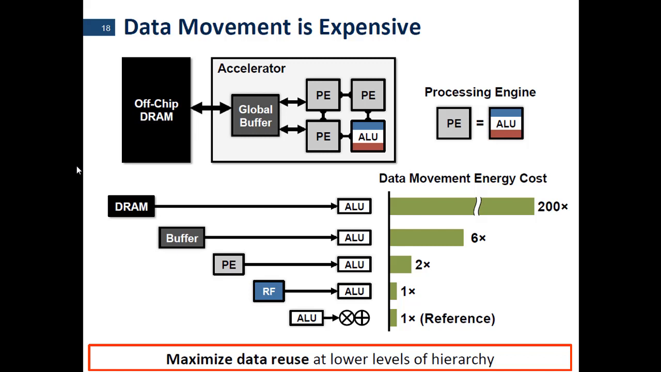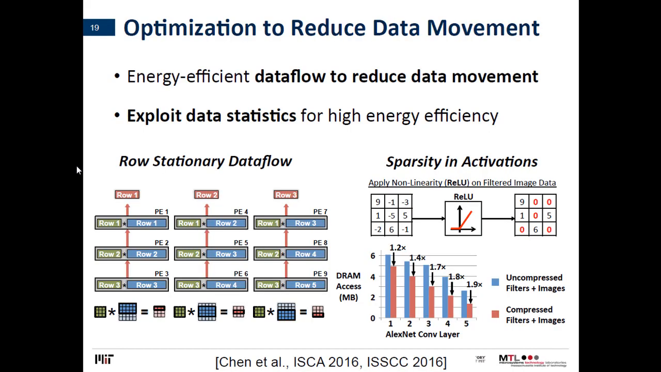So we really want a data flow that minimizes data movement and utilizes the lowest levels of the hierarchy as much as possible. I won't go into the details too much because we don't have time, but if you want to know, you can look at the ISCA or ISSCC paper. The main idea is that we have a row stationary data flow that allows you to really leverage these low levels of the memory hierarchy. And then we also exploit sparsity in the activations. There's this nonlinear function that creates all these zeros, and as a result, you can do compression and skipping to save data movement and operations.